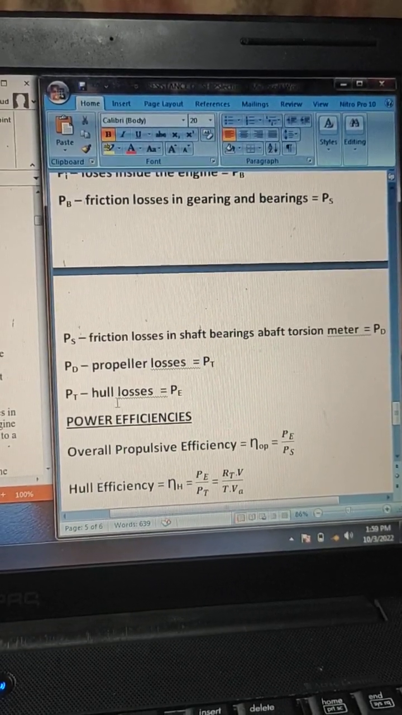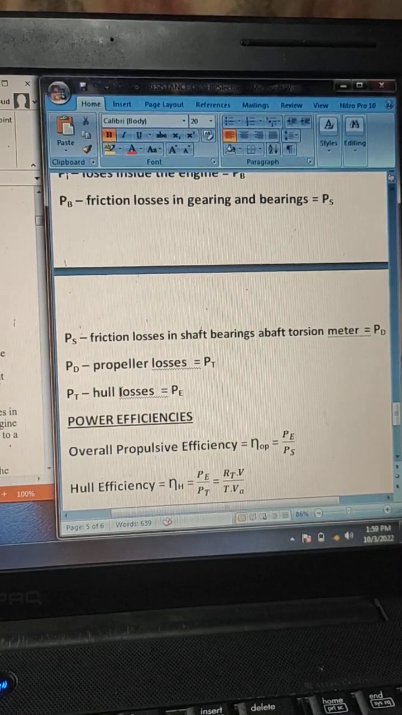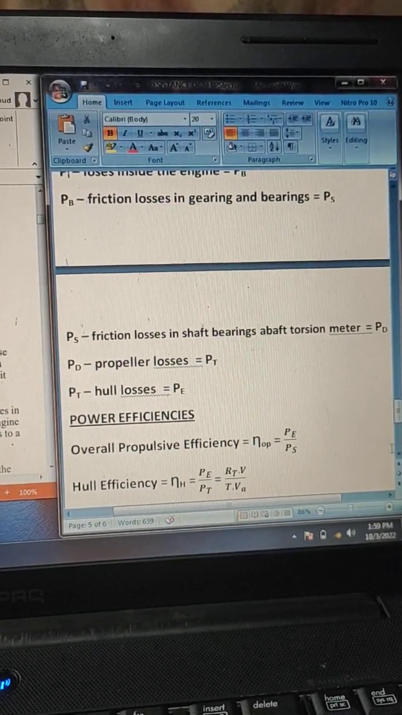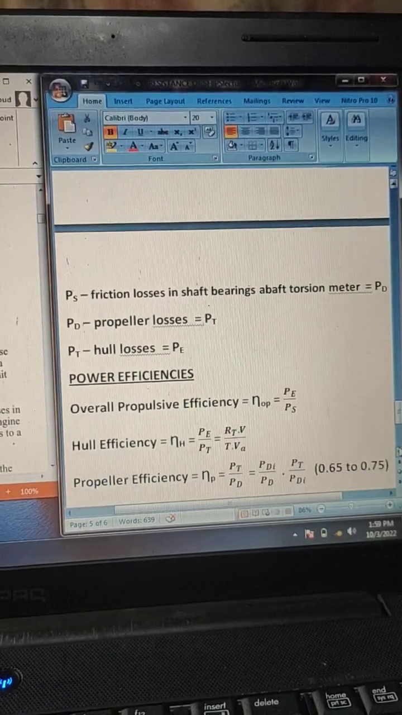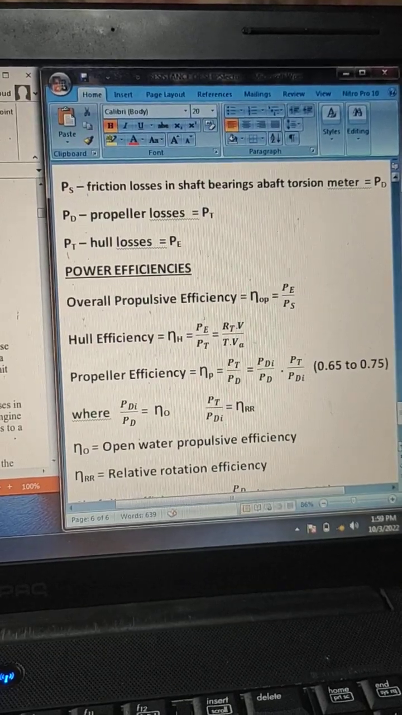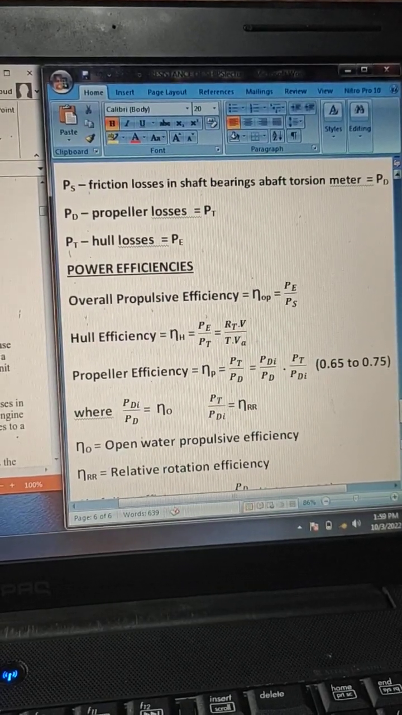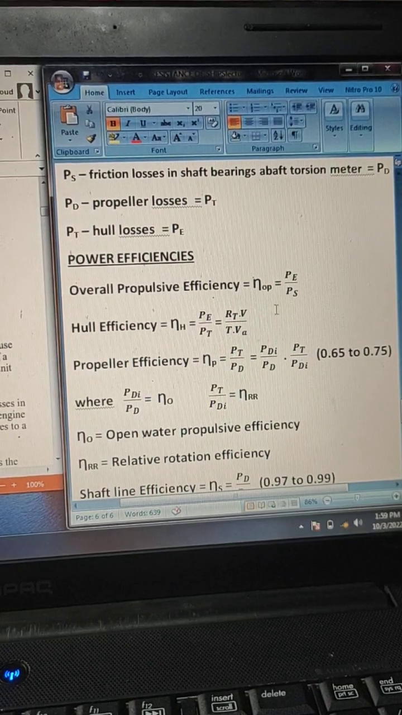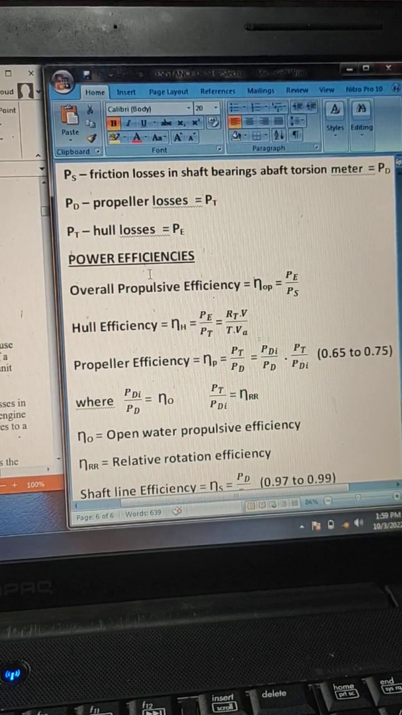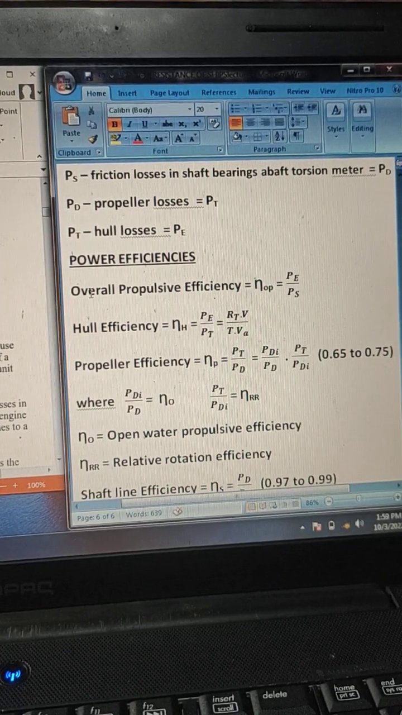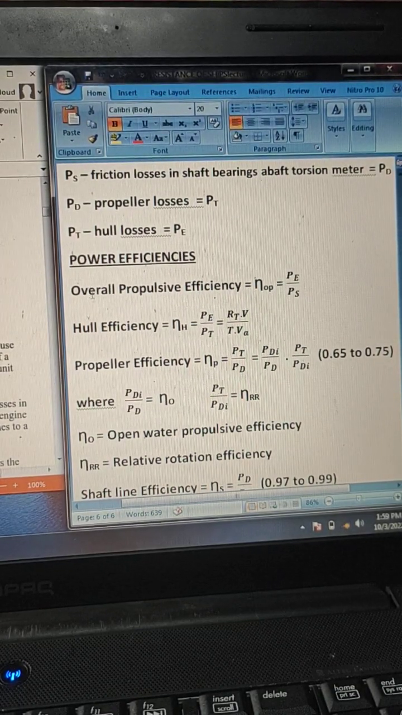Hull losses are losses due to the shape of the hull. When the hull is very fine, the losses are less. But when the hull is full, the losses are high. When the loss is too high, then you are spending power, but the effective speed of the vessel will be low. So we have here the efficiencies. Therefore, we define the efficiencies, because where there are losses, we talk about efficiencies.